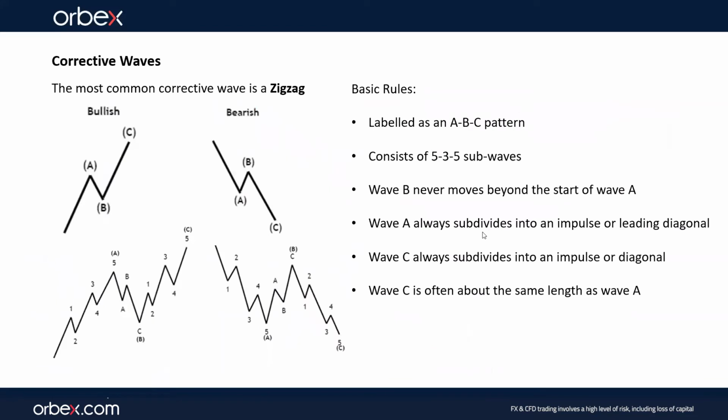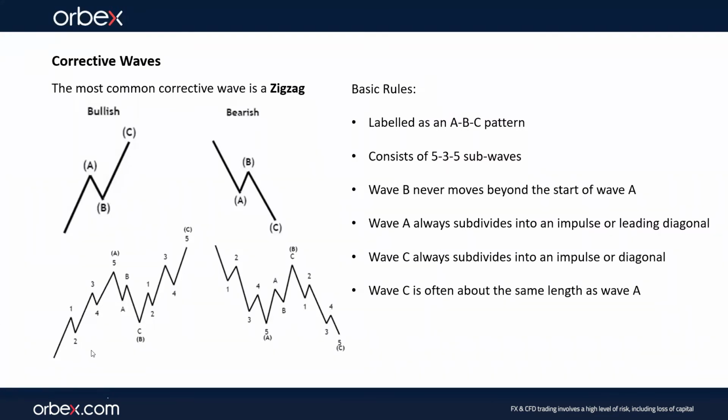So moving on, we've got corrective wave now. Now, if you remember from the beginning of the webinar, we've got motive and corrective. So corrective is going against the trend of the market. So the most common corrective wave is a zigzag. So we've got bullish and bearish. Now, this is just a simple A, B, C. Because it's corrective, it's made up of letters, A, B, C.